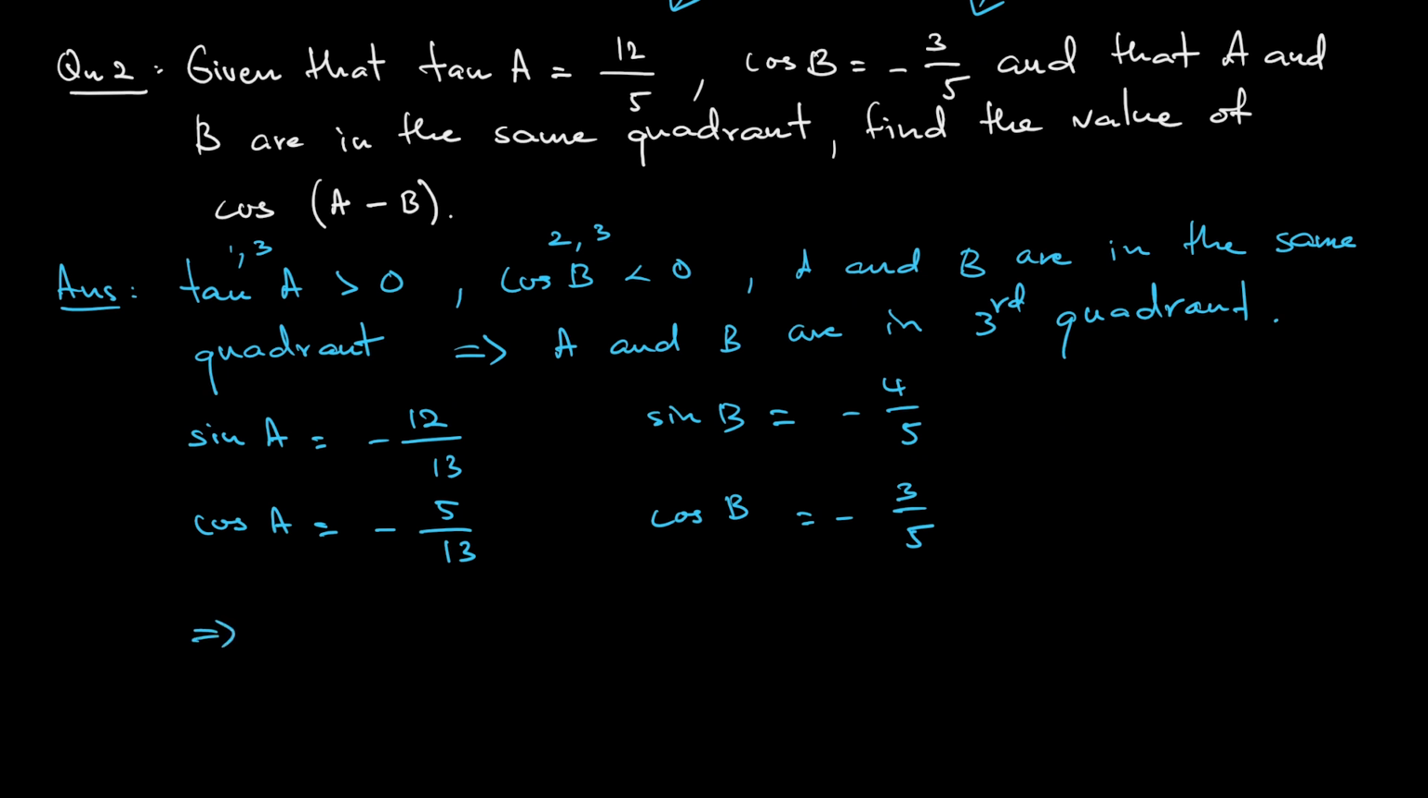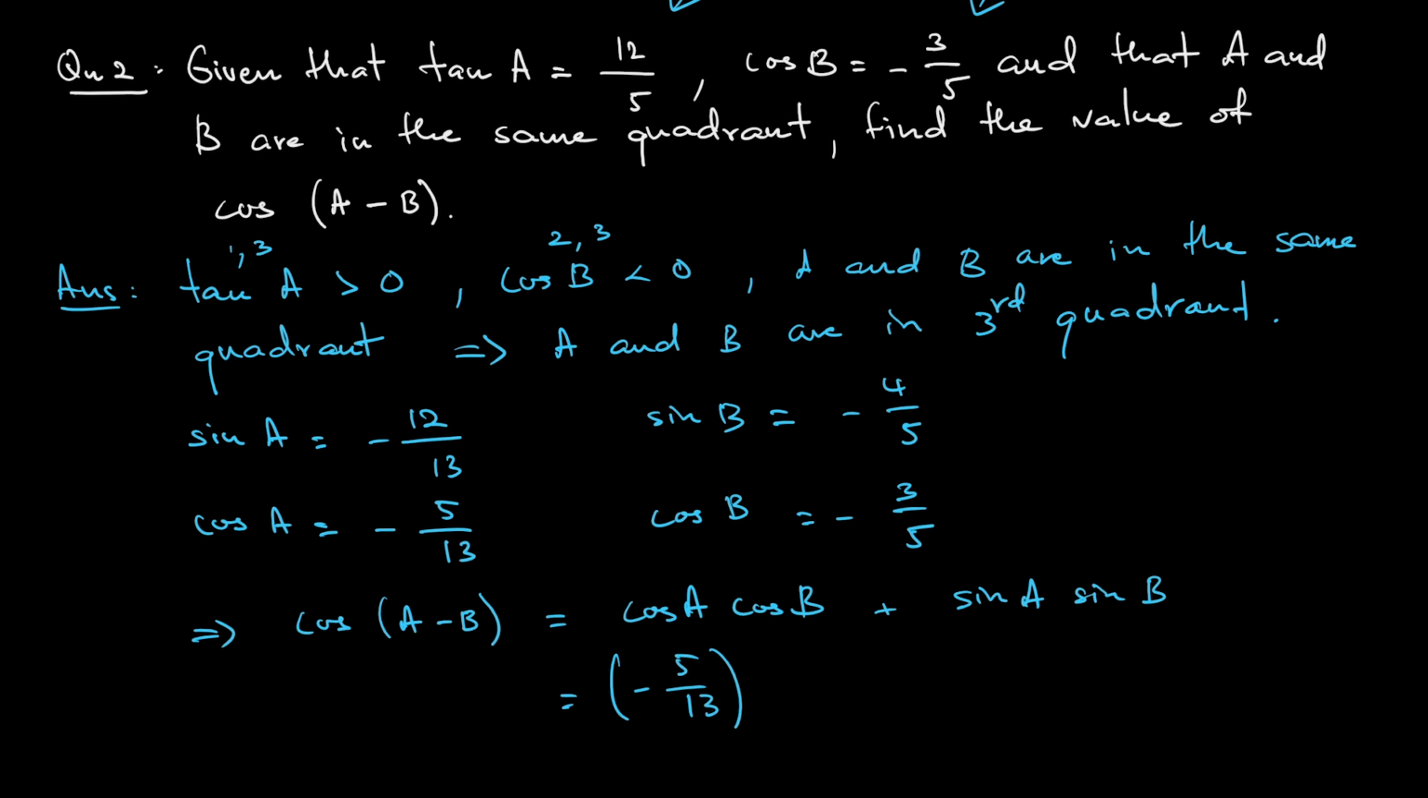Because remember, the question wants you to find the value of cosine A minus B. Cosine of the difference of two angles will be equal to cosine A cosine B plus sine A sine B. Right? This is the formula of cosine of the difference of two angles. You know each of these four values. Right? Cosine A, we know that is negative 5 over 13. Cosine B is negative 3 over 5, plus sine A multiplied by sine B.